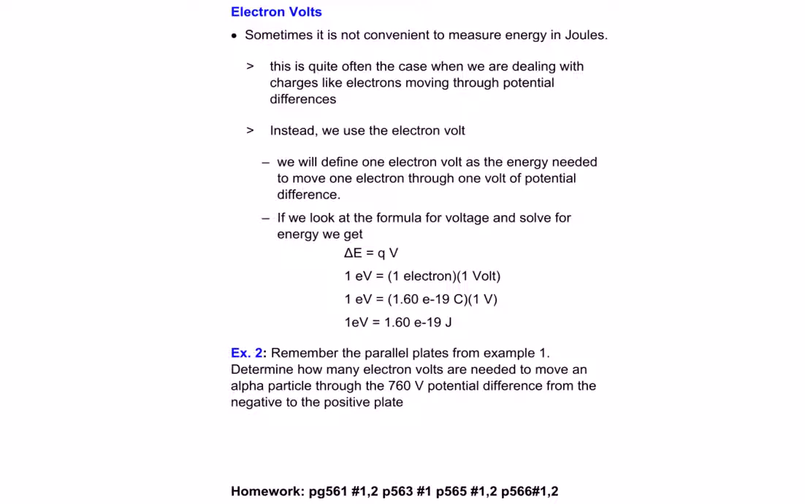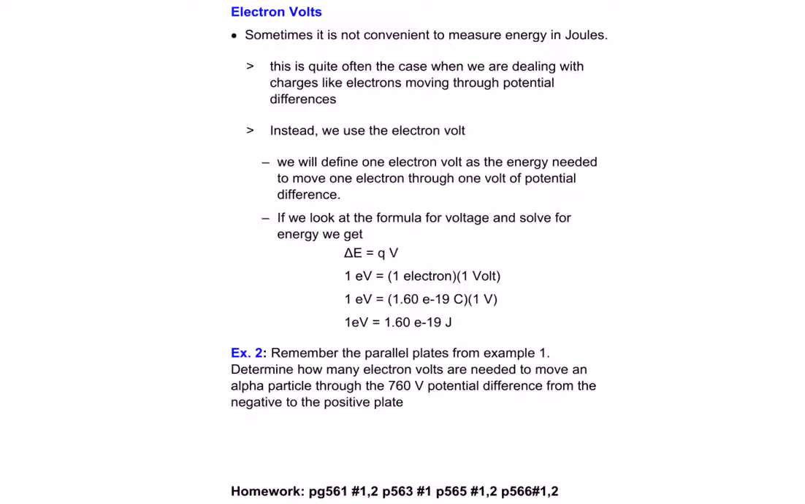One last topic. Sometimes it's not going to be convenient to work with joules, because we're going to be dealing with really small charges, so our answers would be really big in terms of scientific notation. We'd have lots of large negative exponents. So what scientists have done is we call it the electron volt. An electron volt is a measure of energy that works for small objects like an electron, proton, things like that.